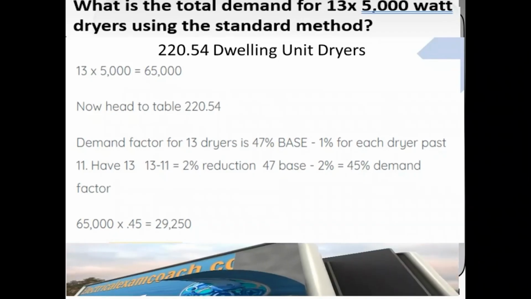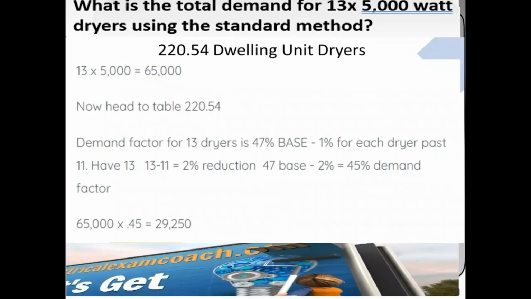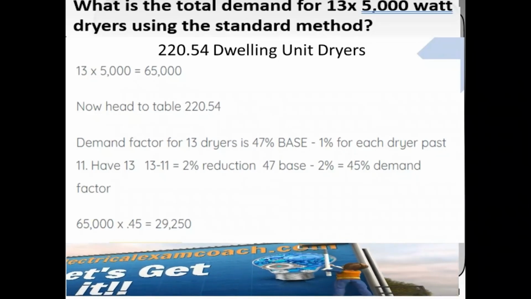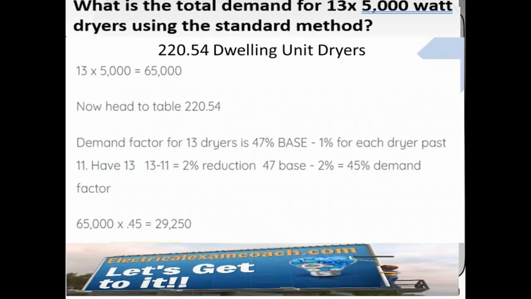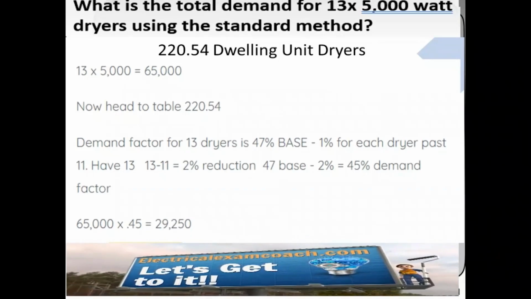We take our 65,000 original total load, we multiply it by 45%, and that gives us a new reduced load of 29,250.